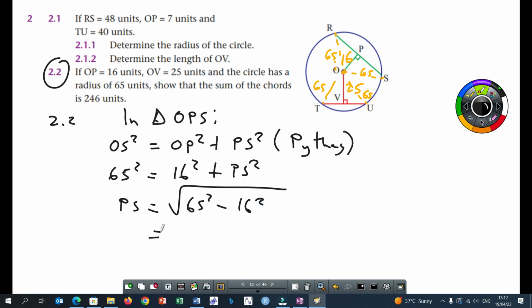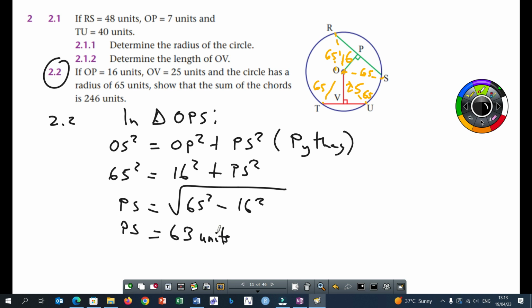What answer do you get? The whole answer? I put a square root, then I put 65 squared minus 16 squared. Just put that in the calculator and give you the answer. That's the length of PS. What's the square root of the number? 63. Okay, so we have done the first part.